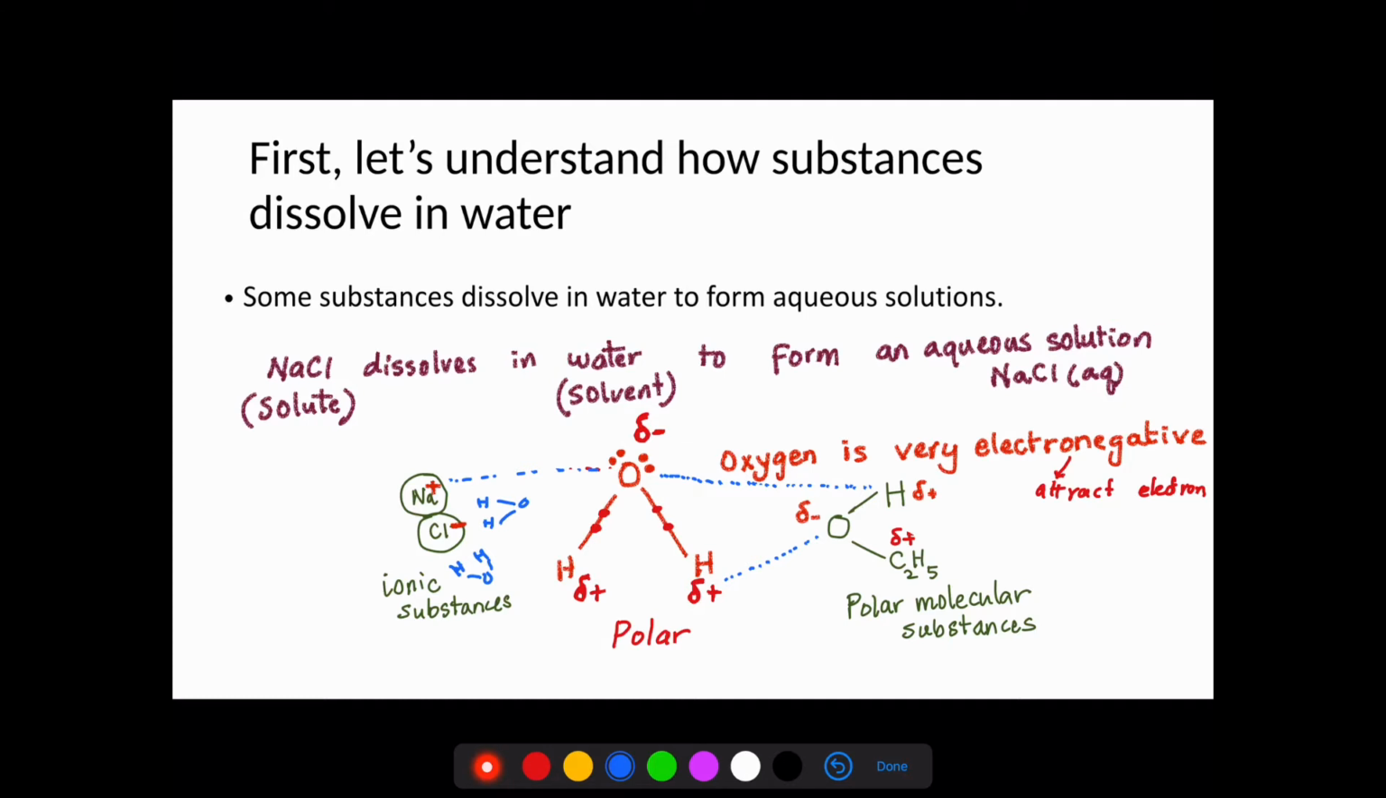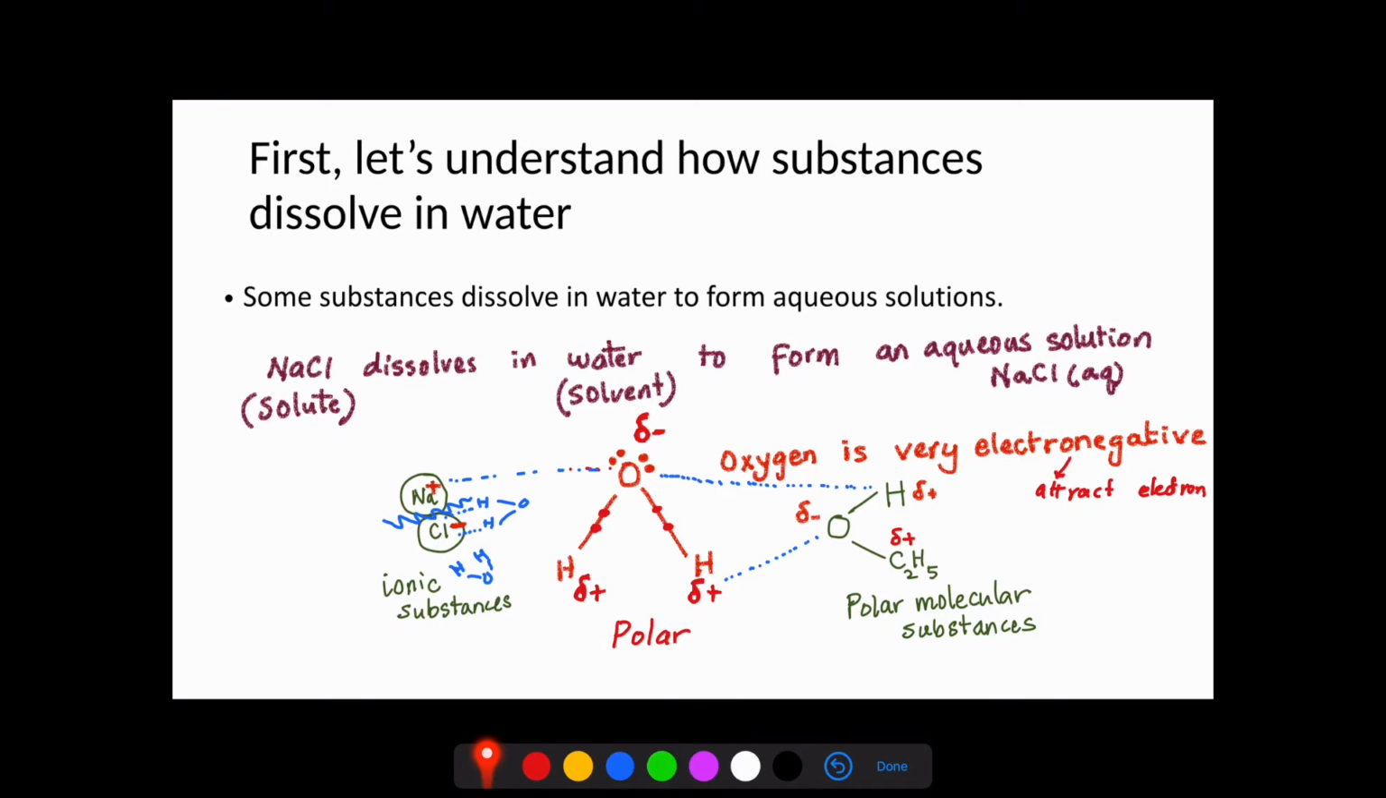With the hydrogen ends slightly positive, they are going to interact with the chlorine. And if these interactions are strong enough, if lots of these interactions are strong enough, they will rip apart this attraction between sodium and chloride ion. Okay, so when you dissolve sodium chloride, the positive and negative ions interact with water.